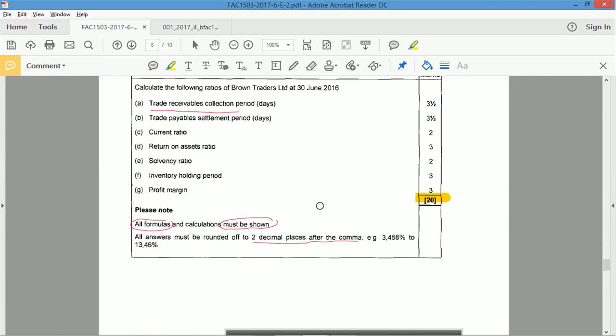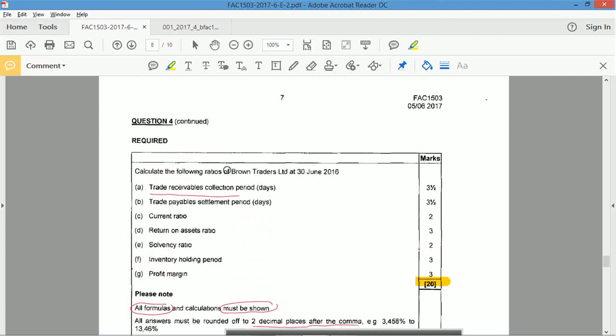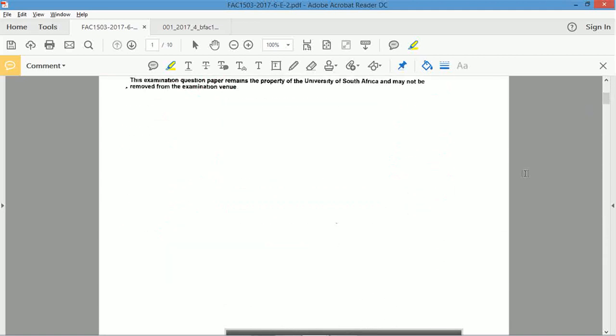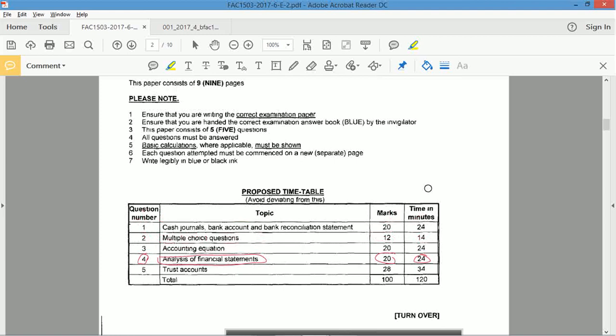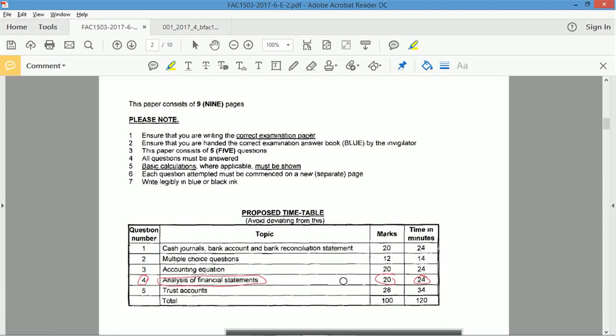20 marks, 20%. Things are looking pretty good after having done the easy question. Always do the easy question first. Something like ratios are easy to do as long as you've studied your formulas. That's why I've started with question number 4. Which question do you want me to do next? We can do an accounting equation. Accounting equation, fine. So let's do 3 now.